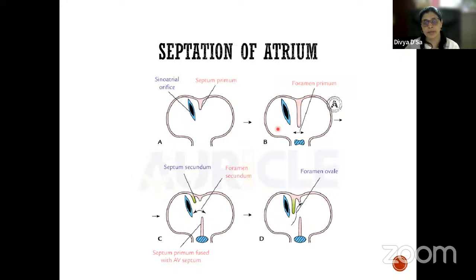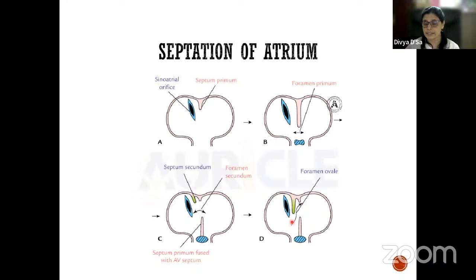Now, between this foramen primum and this sinoatrial orifice, there will be one more septum which develops from the roof, and that we call the septum secundum. With the development of septum secundum, the septum primum grows downwards and fuses with the AV cushion. Because of that, this space is closed, and in the upper part it separates from the roof. This foramen which is formed now, we call the foramen secundum. The passage present between the septum secundum and the septum primum we call the foramen ovale.